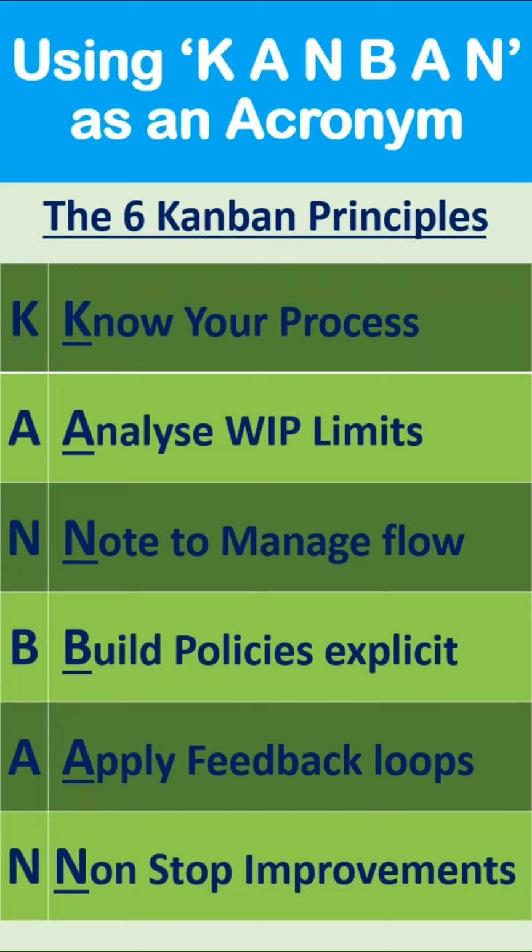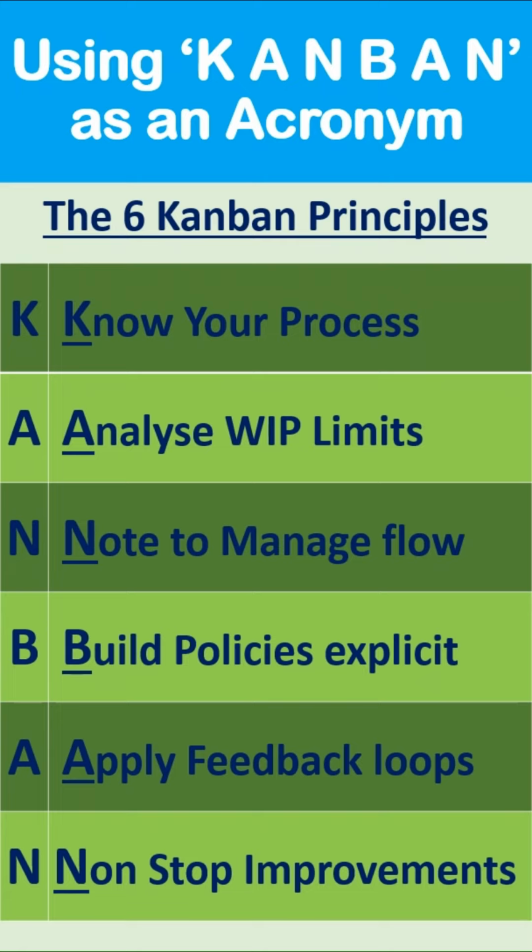So when we say K, the letter which is known for know your process, that means whenever we start any project and product, we try to understand and visualize our workflow. We try to understand what are the steps involved in our process. So that's very important. Second part is A, that means analyzing the WIP limits.